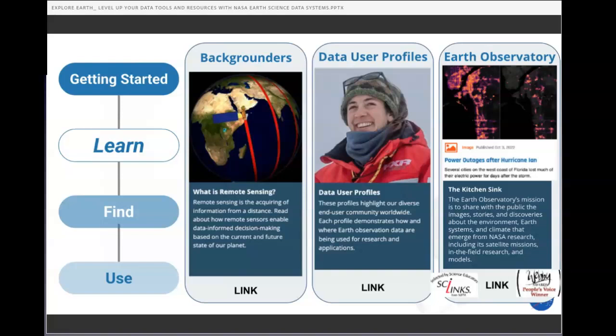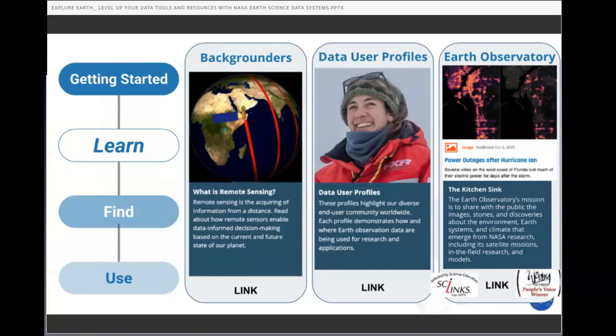Unless you are teaching data science, maybe AP environmental science, maybe AP biology. If you're teaching at that level, maybe some of these resources would be appropriate. But we have backgrounders. So if you're like, Elizabeth is mentioning this remote sensing. What in the world is this? That is something that we have resources to help you find and learn about.